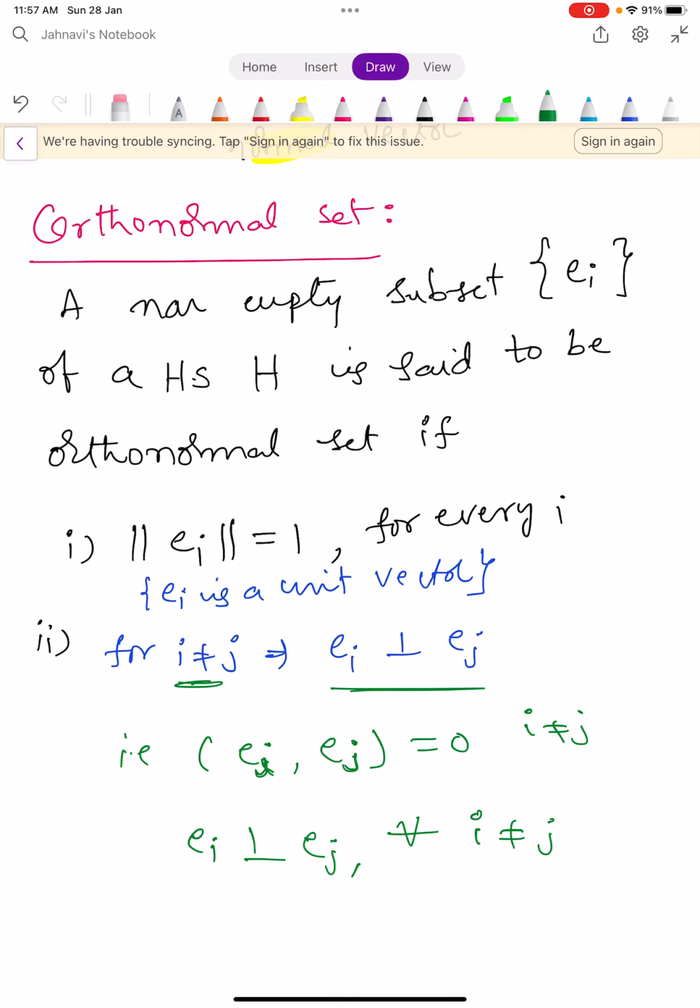That's it, orthonormal set. So a non-empty subset {ei} of the Hilbert space H is said to be an orthonormal set if it satisfies two conditions. The first condition: every vector is a unit vector, which means norm ei is equal to 1. And every pair of distinct vectors must be orthogonal to each other, which means inner product of ei comma ej is equal to 0 for i not equal to j.